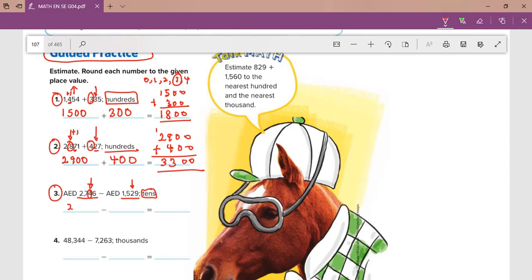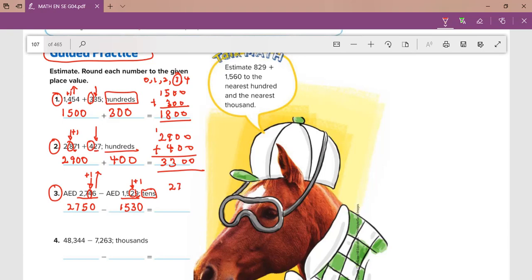So I'm going to have 2,7. So what happens to this 4? Check the next number, 6. 6 is more than 5, so therefore you add 1. So 4 plus 1 is 5, 0. The next one, we have 1,529. The tens place value is 2. I check the next number to it is 9. 9 is more than 5, therefore you round up by adding 1. 2 plus 1 is 3, and the last number becomes 0.